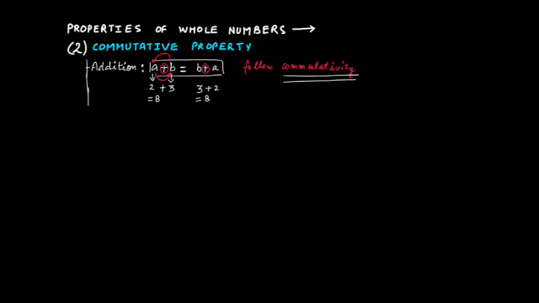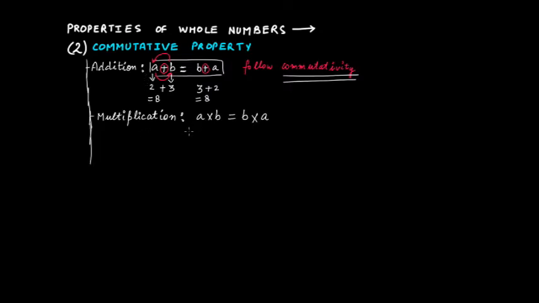Now let's do for multiplication. What does that mean? A multiplied by B, is it equal to B multiplied by A? If yes, then it will also follow the commutative property of whole numbers. The multiplication of whole numbers will follow the commutative property.